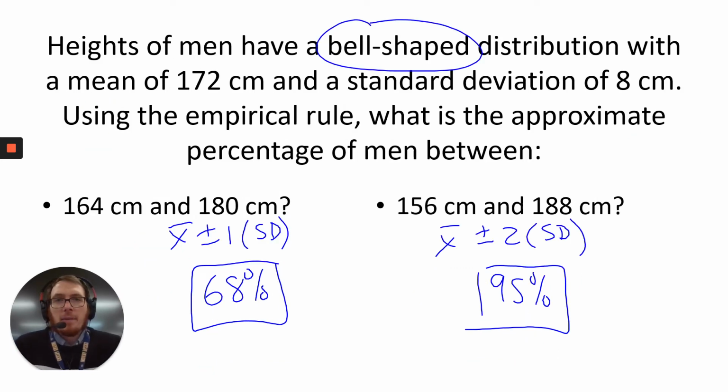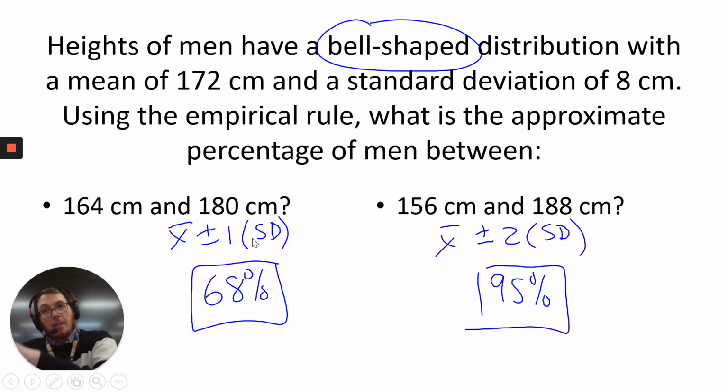Okay, the heights of men, bell-shaped curve, that's important. So a bell-shaped curve with a mean of 172 and a standard deviation of 8. If you look here, I've got 164 and 180. What you want to do for these questions is start with 172 and add 8 and see if it gets you to the point. If you take 172 plus 8, that gets you to 180. So this is plus or minus 1 standard deviation.